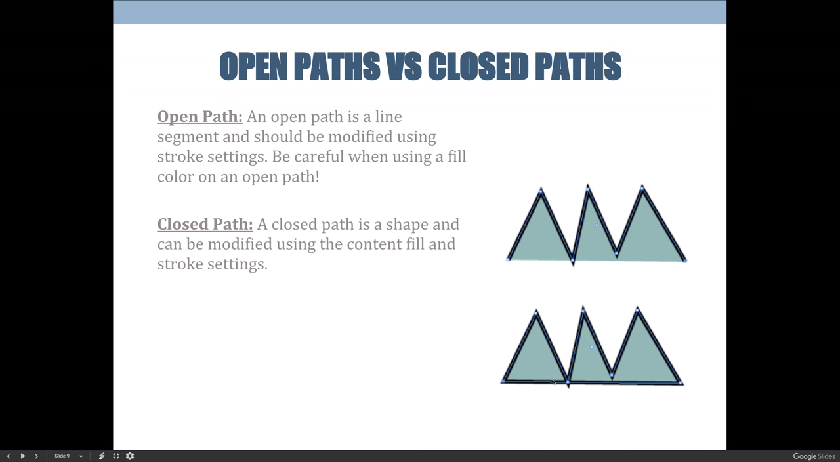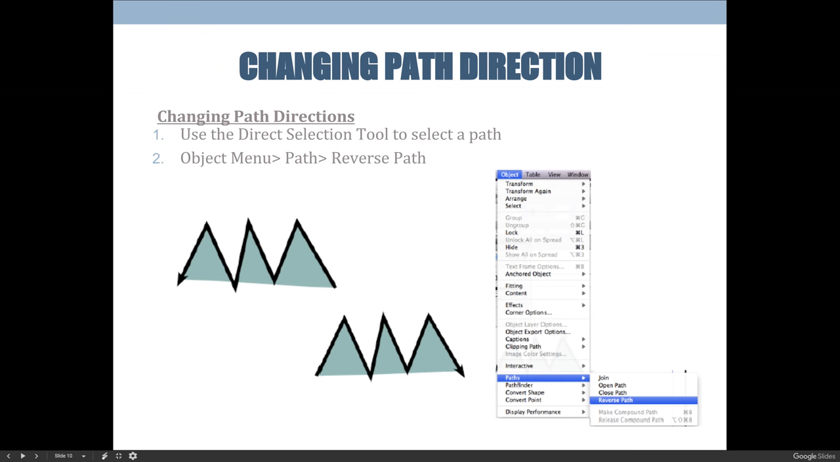On the bottom example, I have a closed path, and so instead of looking more like a chart, it looks more like mountains. And so maybe if I'm trying to make it look like mountains, I'd want to have a closed path, but if I was trying to make it look more like a chart and put an arrow pointing a direction, then I would have the open path.